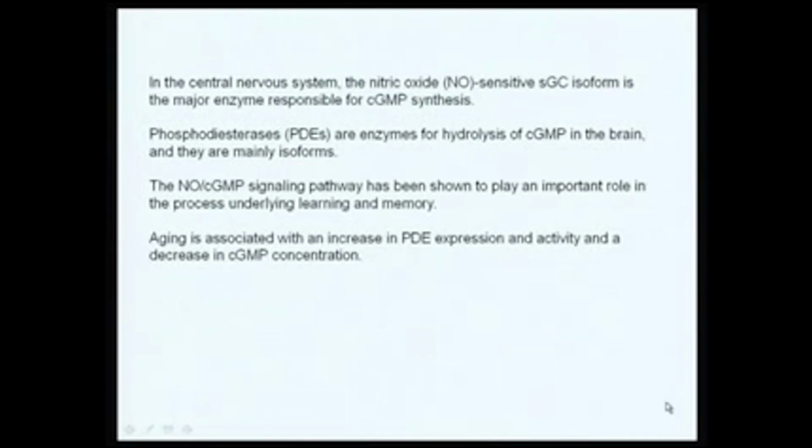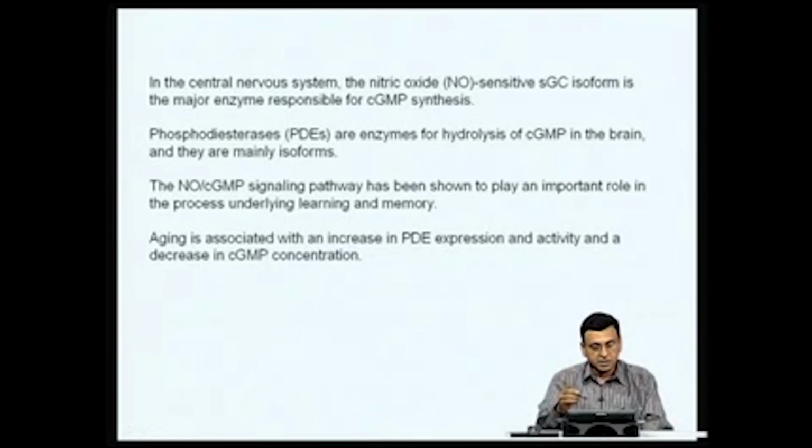Now, in the central nervous system, the nitric oxide sensitive soluble guanylate cyclase isoform is the major enzyme responsible for cyclic GMP synthesis. So, the soluble guanylate cyclase plays a very important role in the nervous system. And the phosphodiesterases catalyze the hydrolysis of cyclic GMP in the brain, and there are mainly 3 isoforms which I have shown in the previous slide.